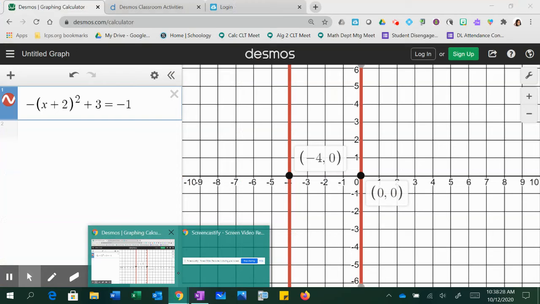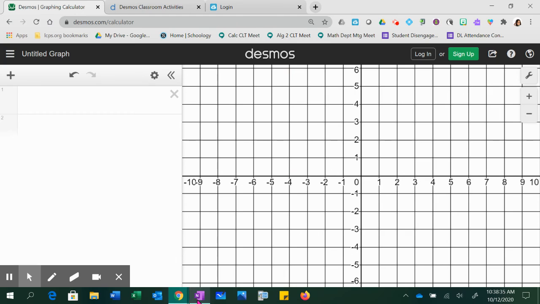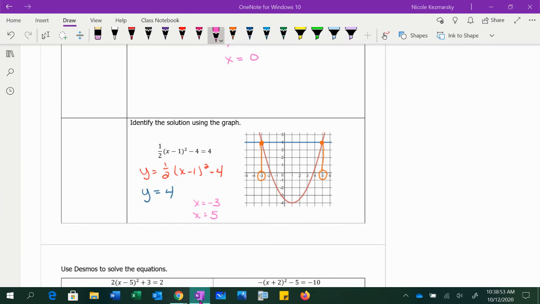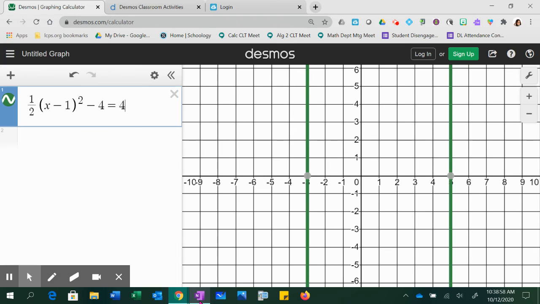And we can double check that in Desmos by going back to our equation and saying 1/2 (x minus 1) squared minus 4 equals 4. And there are two vertical lines that pass through x equals negative 3 and x equals 5.